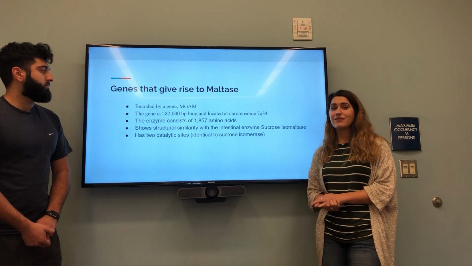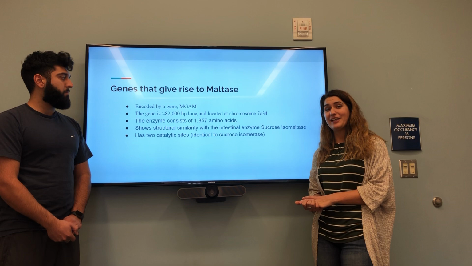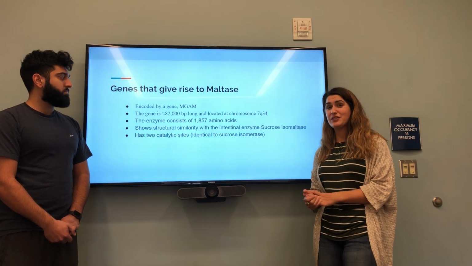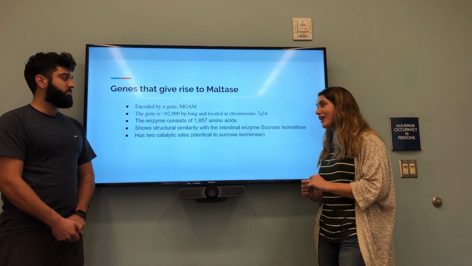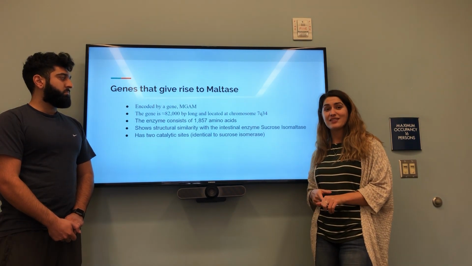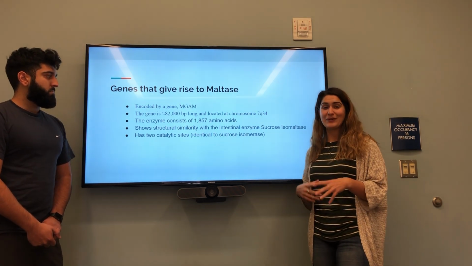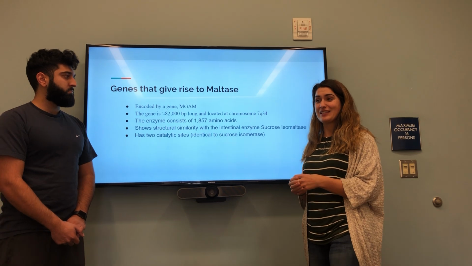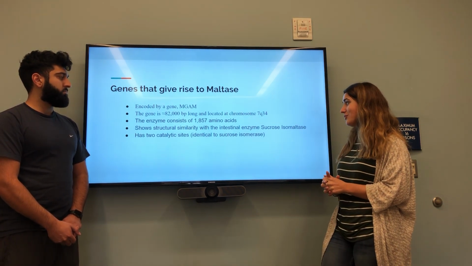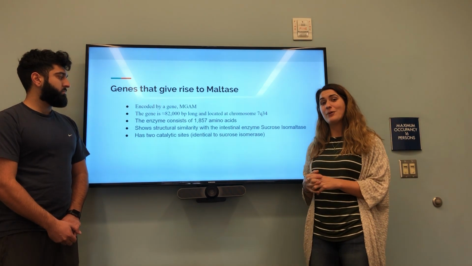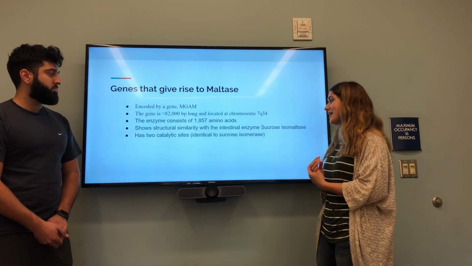Okay, so the genes that give rise to maltase, it is encoded by a gene called MGAM. That gene is about 82,000 base pairs long, and it's located at chromosome 7q34. The enzyme consists of 1,857 amino acids, but we're going to be focusing on the key players, the amino acids at the active site. It shows structural similarity with the intestinal enzyme sucrose isomaltase. Both sucrose isomaltase and maltase have the same two catalytic sites.